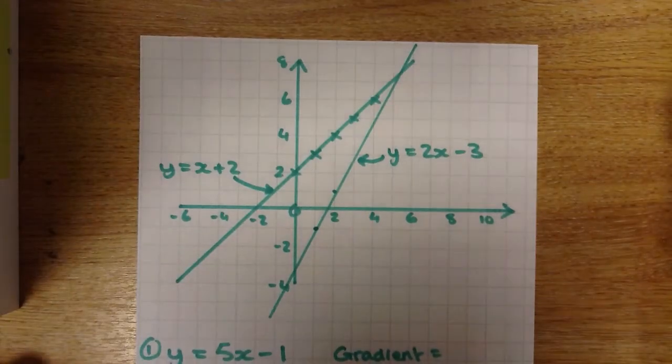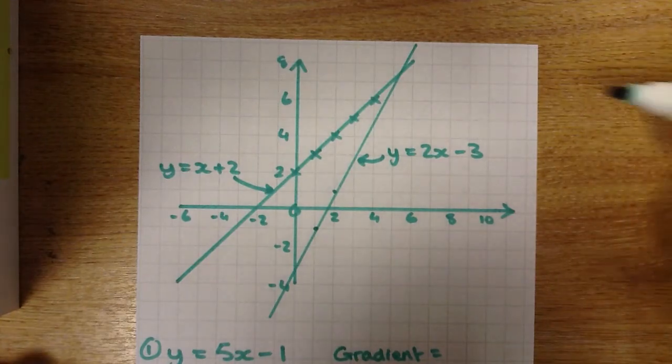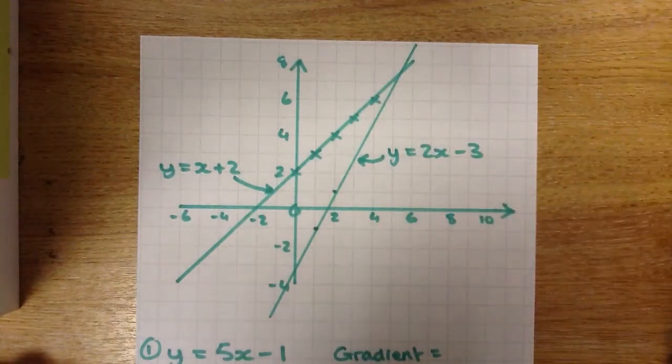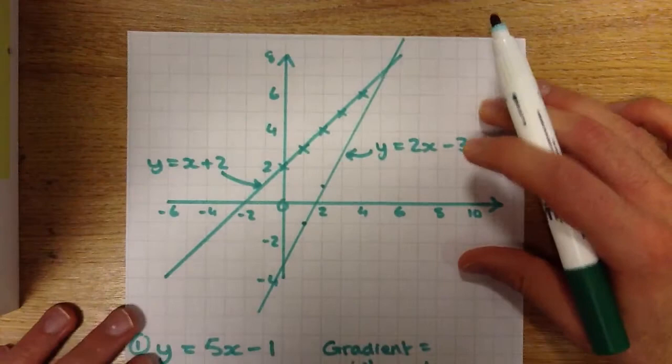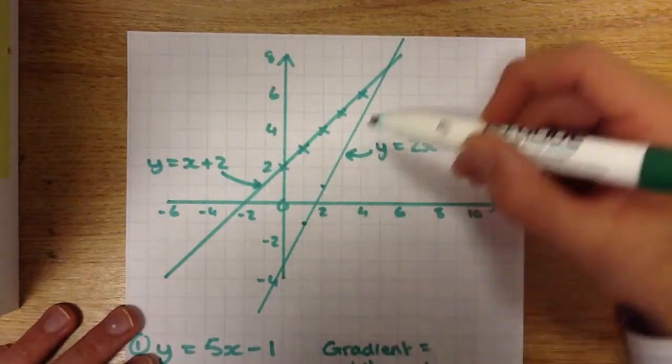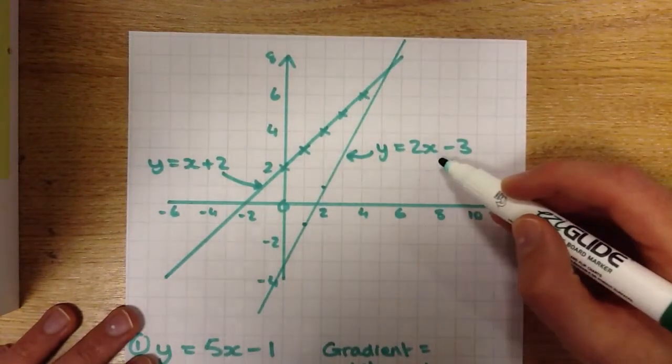This video is going to be about gradients and y-intercepts of straight lines. So I've drawn some straight line graphs on here just to remind you what they're about. So for example, this line here is a line y equals 2x minus 3.